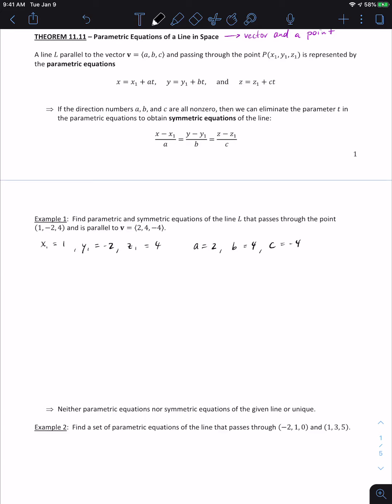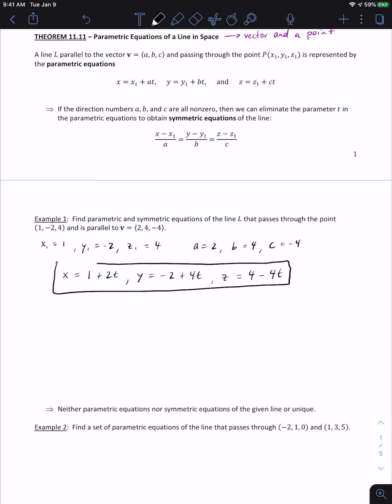And so in order to find our parametric equations, we just plug in those values, right? So x is equal to x sub 1, which is 1, plus a times t, so plus 2t. So that's my x parametric equation. y is equal to -2 plus 4t, and z is equal to 4 minus 4t. And it's really just that easy.